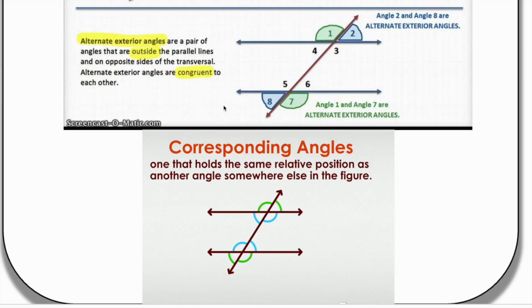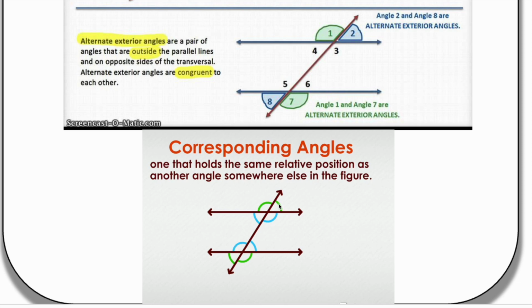We have one more that we're going to pay attention to, which is called corresponding angles. Corresponding angles hold the same relative position as another angle somewhere else in the figure. You kind of want to think about it like, I'm focusing on this top left. Well, it's on top of its parallel and it's to the left of the transversal. So I want to find another angle I could describe that same way. If I go to the other parallel line, I want to stay on top of the parallel line and to the left of the transversal. So I find this little blue one here. So it would be this green and this blue.